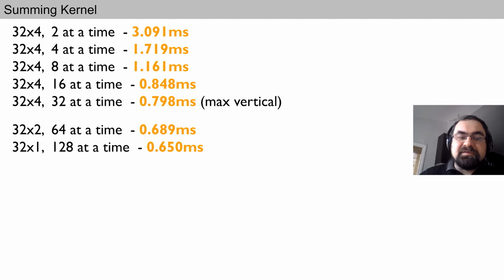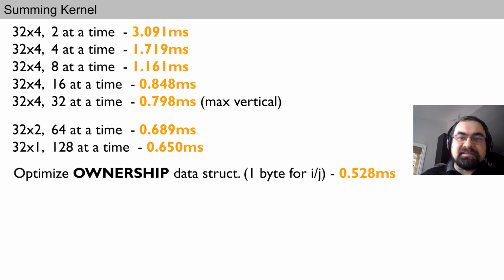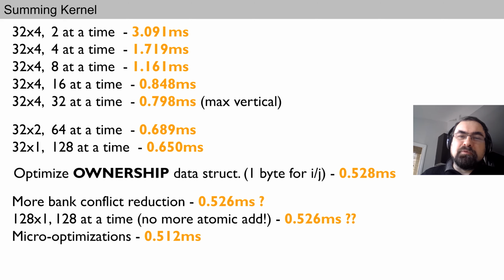Going further, if we reduce the block size, we can read more at a time, and that got us down to about 0.65 milliseconds. We then optimized the ownership data structure. We used just 1 byte for the i and j coordinates instead of ints. That got us down to about 0.528. And then we did more bank conflict reduction. That didn't get us a lot.